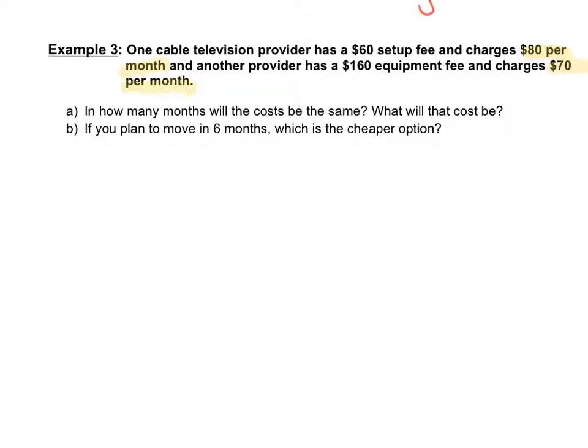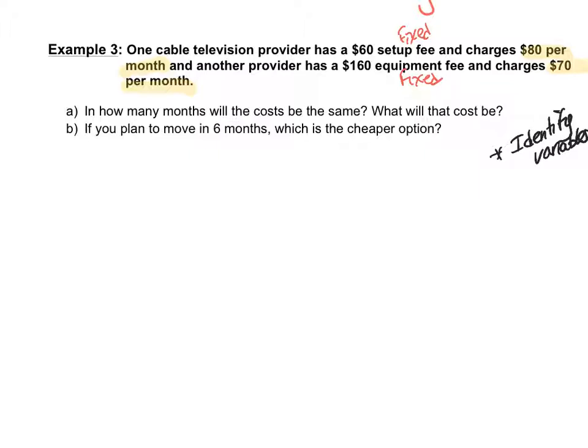First things first, you have to make sure you always identify your variables first. It is going to be your job to choose what variables you're going to use for what unknown quantity. So what are the two things that we're talking about? We're talking about the setup fee, but the setup fee is a fixed cost. It's not going to change. That's just a flat $60. Same thing with the equipment fee, fixed.